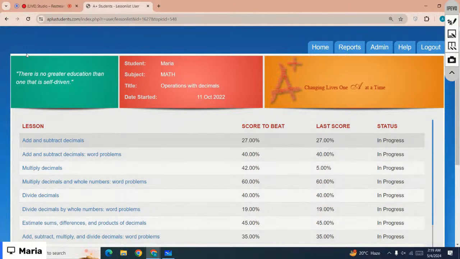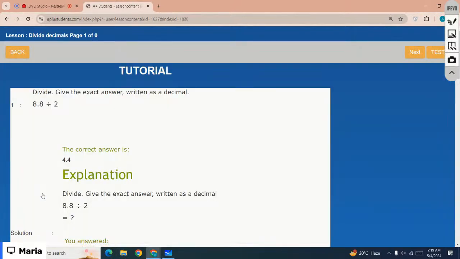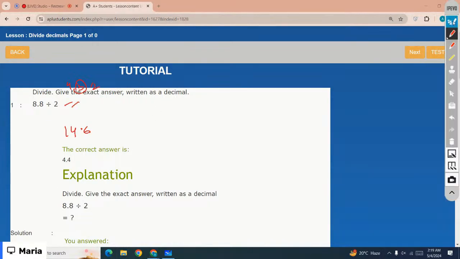The next lesson is divide decimals, right? You can do the word problems on your own. Let's just start with divide decimals. You have to divide 8.8 divided by 2. You divide exactly the same way you divide whole numbers, but keep in mind you have a decimal point also. When dividing, you need to put the decimal point in the answer also.